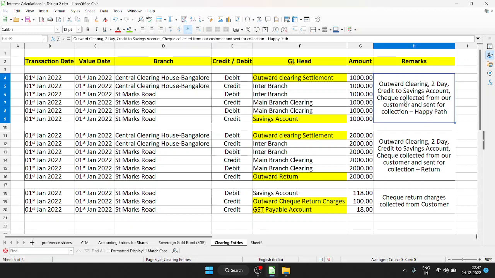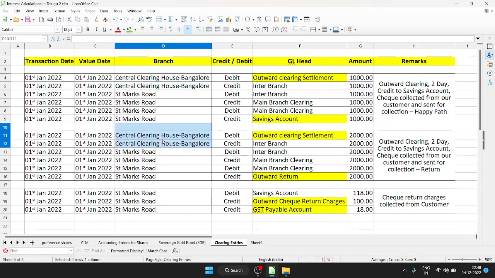You can see in my remarks, outward clearing, second day, credit to savings account, amount is collected. First, we'll debit the outward clearing settlement. Here we can see branches will be involved, the central clearing house, and St. Mark's branch is the customer branch. So entries will be posted in the central clearing house as well as St. Mark's Road branch. First entry, in the central clearing house, they'll debit the outward clearing and credit the inter branch of St.